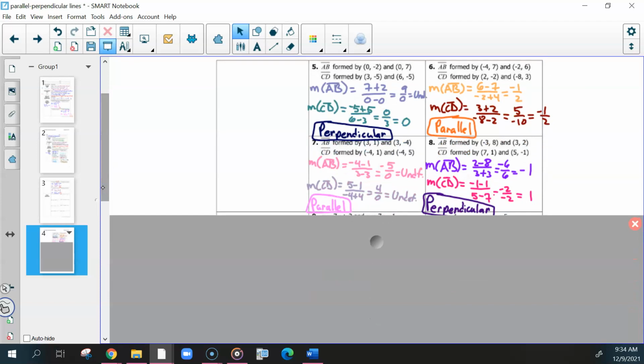Number 6 was parallel. You said perpendicular. Okay. I'm going to have to wait on your question. So you should get -1 and 1, which would be negative reciprocals.